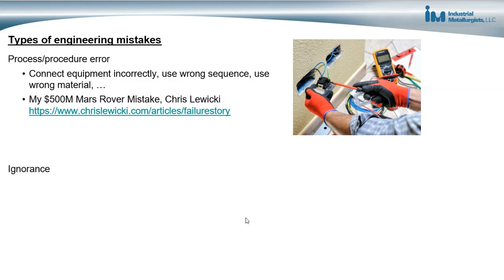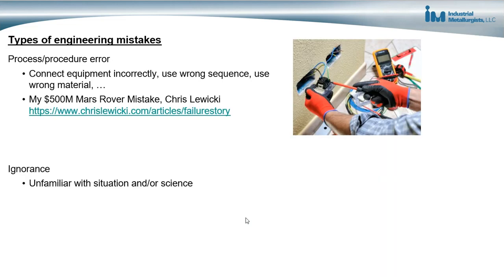The other type of engineering mistake is one made out of ignorance. This is when someone is unfamiliar with the situation or the science involved with a decision or a process or solving a problem, and they're unaware of all the things they need to understand, and they go ahead with the process or the decision, even though they're unfamiliar with the situation or the science. So they lack skill or knowledge in the area. So an example of this is my own personal experience.